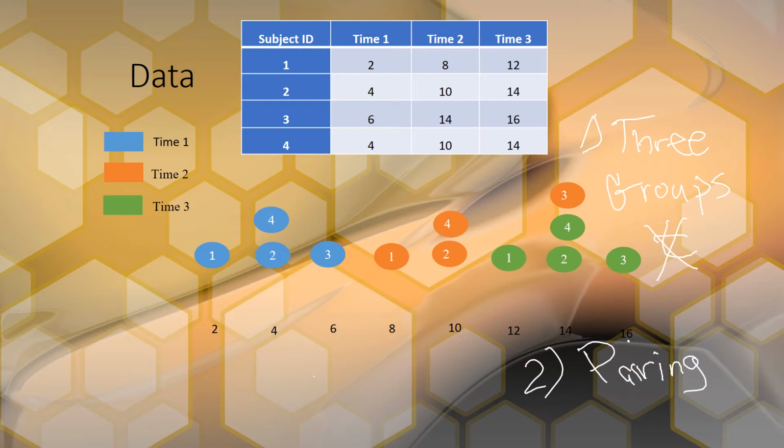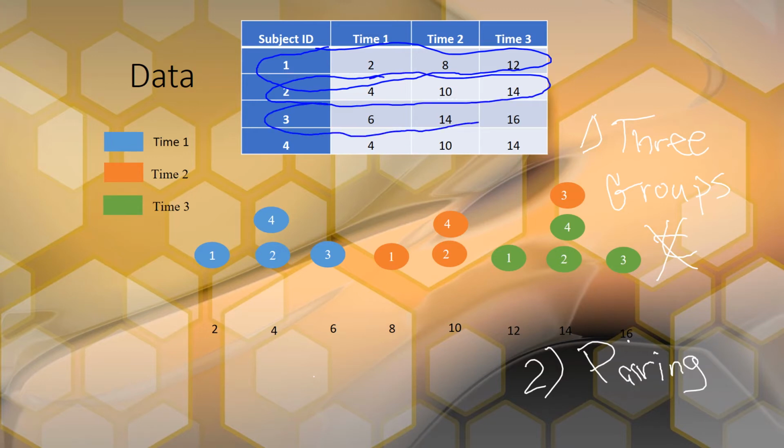And you can see they're paired by subject. So all this data is paired together. All this data is paired together. All this data is paired together. And all this data is paired together. Okay?